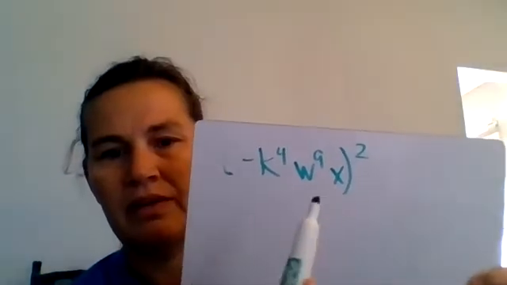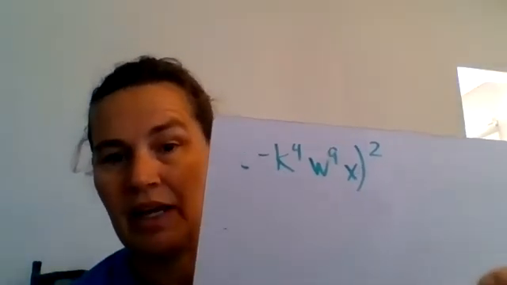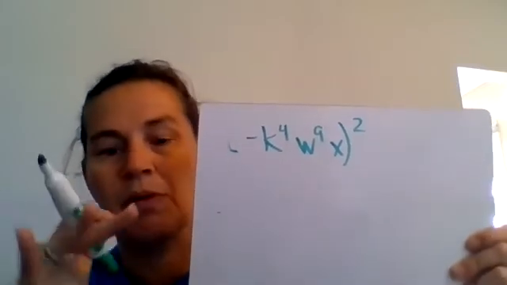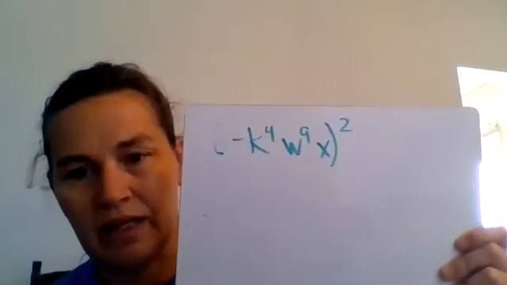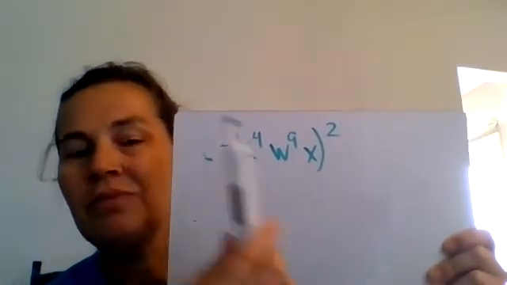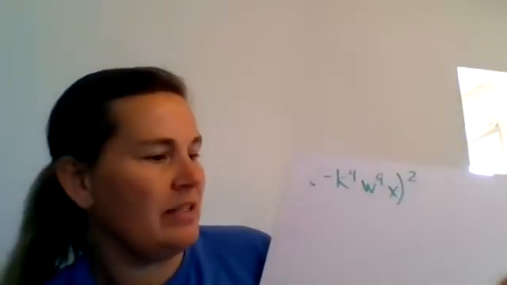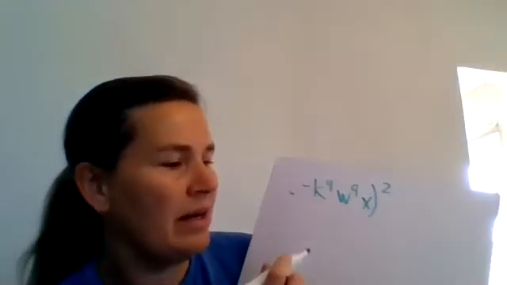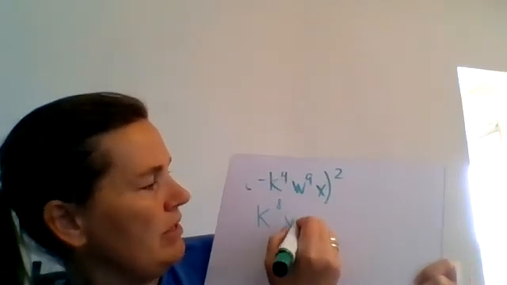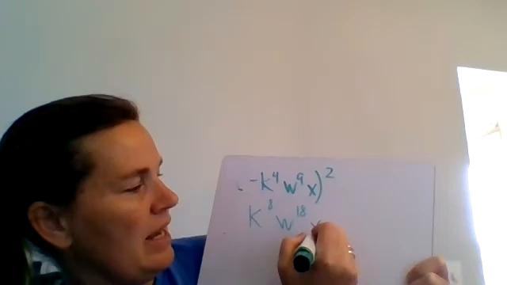So this next one is negative k to the 4th, w to the 9th, x, and this whole thing is squared. So negative k. Well, I know if I'm taking that negative k squared, negative times a negative is going to give me a positive, because remember, when we have an odd number of negatives, we have an odd answer. When we have an even number of negatives, we have an even answer. So it would be negative k squared, which would end up giving me positive k. So I'm going to make that k to the 8th, 4 times 2, w to the 18th, 2 times 9, and x squared.